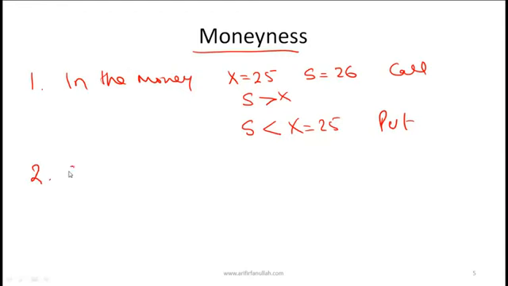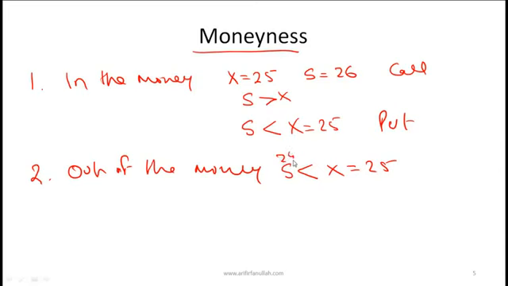Another term that you need to know is out of the money. So this for a call option would simply mean that the stock price is less than the exercise price. So if our exercise price is 25 and our stock price is say 24, that means that if this is a call option, then it is out of the money. The owner of this option will not exercise the option, he will not go and buy the stock for 25 if it is available in the market for 24.